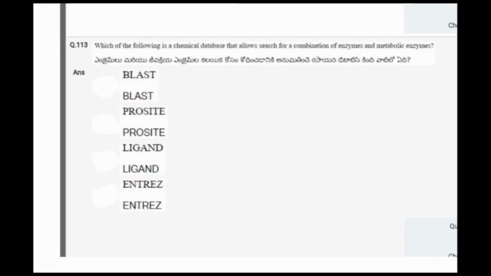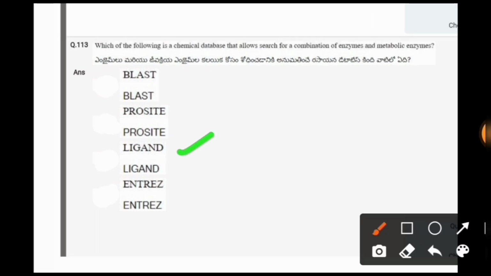Next question. Which of the following is a chemical database that allows search for a combination of enzymes and metabolic enzymes? The options are BLAST, ProCyte, Ligand, Entridge. The correct option is the third one, that is Ligand.